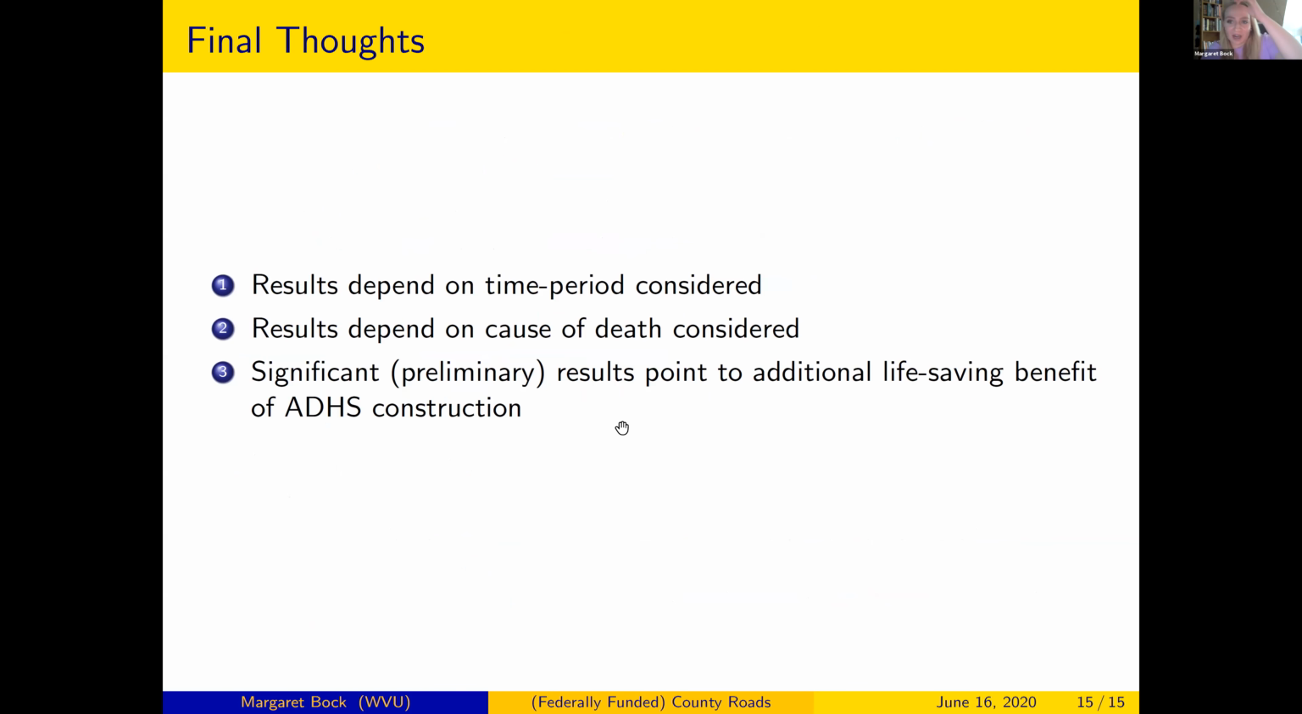I think some of these preliminary results that I'm finding are really interesting. Number one, these results are time period dependent, and they're also cause of death dependent. So not all segments are the same, it would seem, and not all causes of death are impacted the same way, it would seem. So I definitely think what I found so far warrants further exploration into, is it actually this development highway causing these mortality changes? Again, if I do find significant results, I could say that this is another potential benefit of ADHS construction.